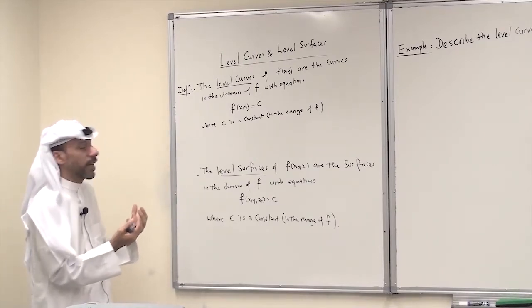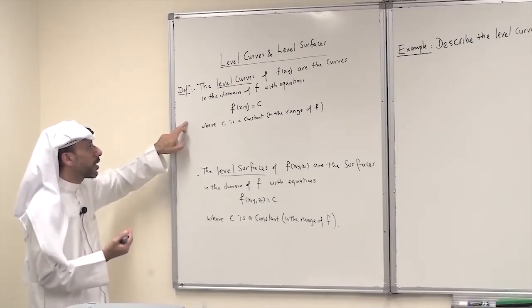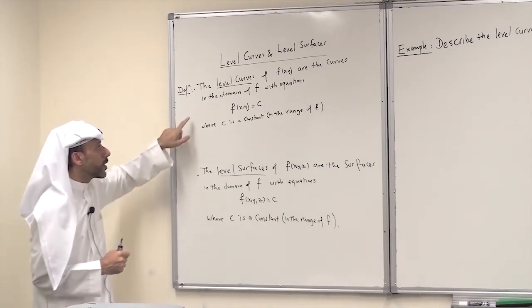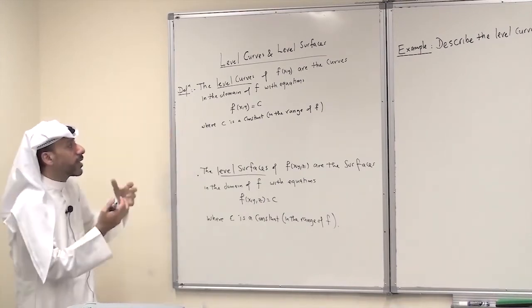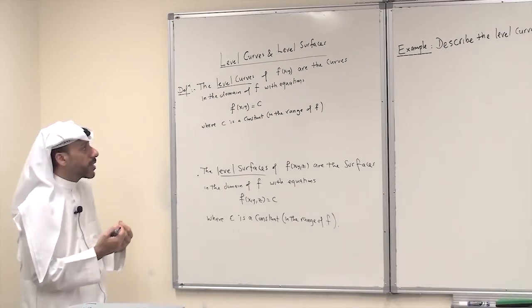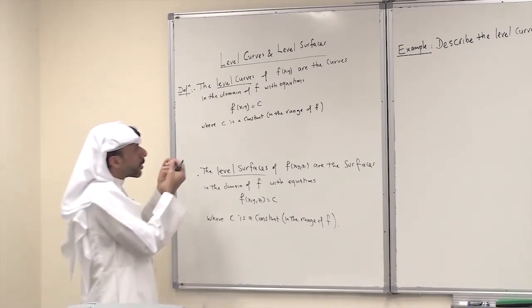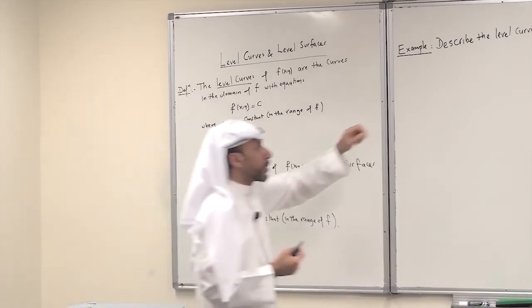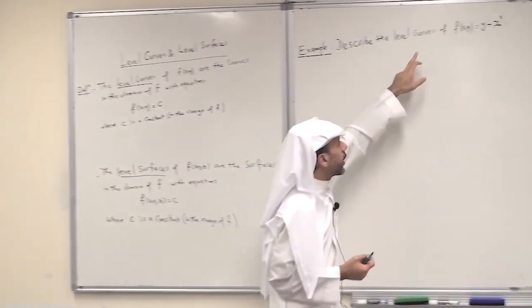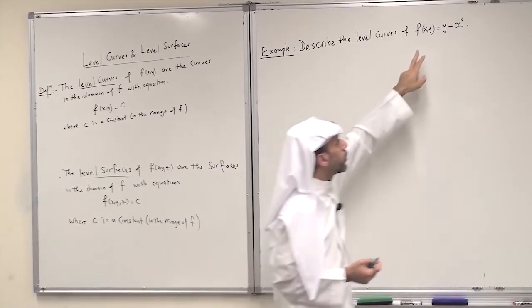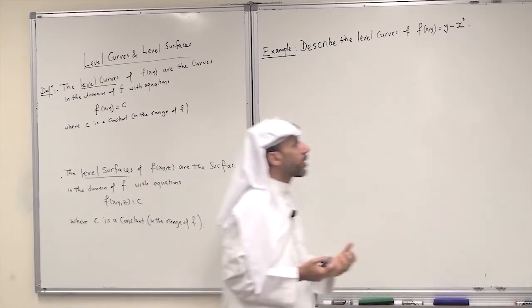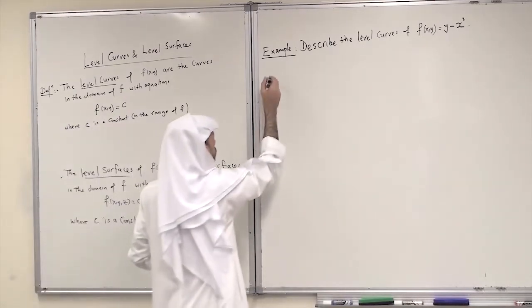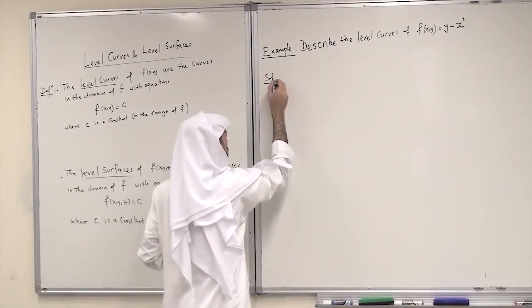What is basically a level curve? Let's concentrate on the level curves, because the situation is similar for level surfaces. What is really a level curve? Well, it is better to illustrate the notion of level curves by an example. So let's consider the following example. Describe the level curves of the function of two variables f of x, y equals y minus x squared. So how to describe the level curves? Let me give the solution here. I will apply the definition directly.